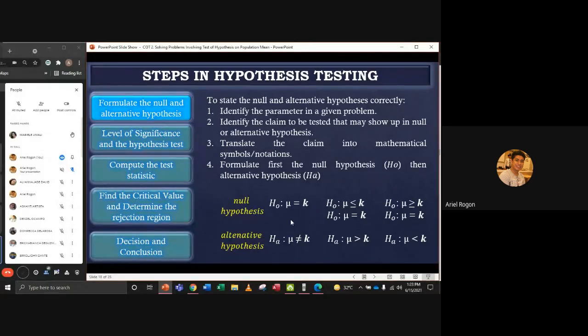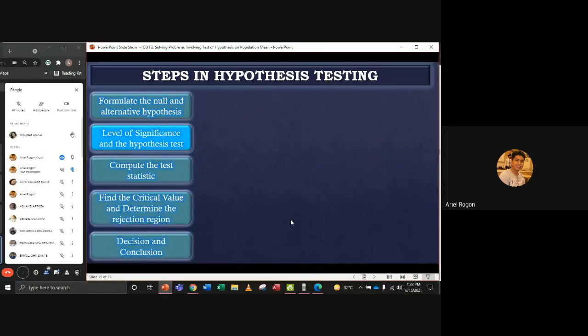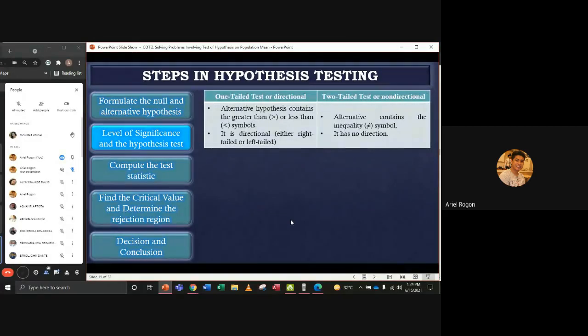Another step is to find the level of significance and the hypothesis test, when we identify if it is a one-tailed or two-tailed test. So how do we know if it is a one-tailed or two-tailed test? Where do we look? Symbol, po. In our what? Symbol, yes, symbol. Particularly in what?